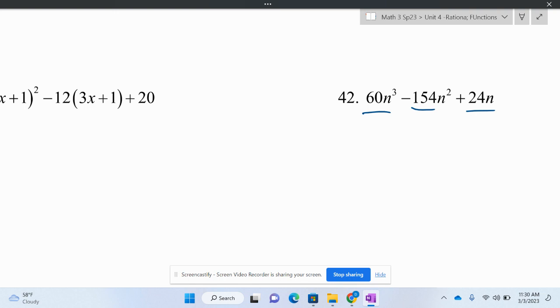So is this divisible by 6? No. It's not divisible by 3. So we can't take a 6 out. That means we also can't take a 3 out because it's not divisible by 3. But what could we take out of there as a GCF? This is problem number 42. I just said I would start off with problem number 42 from your packet.